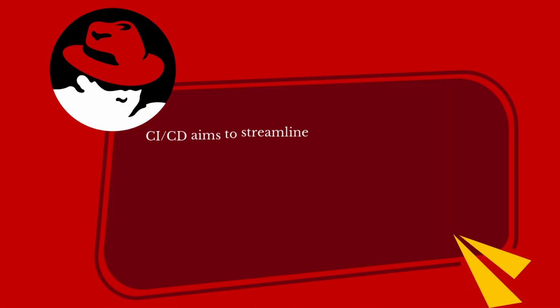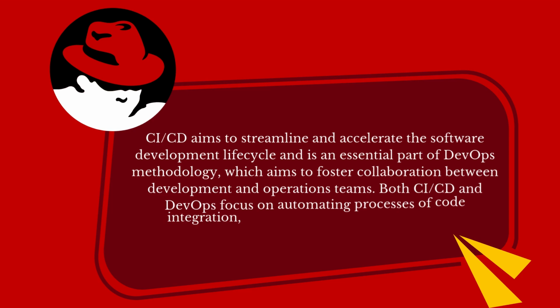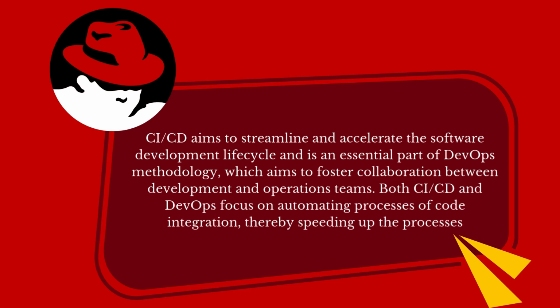As per Red Hat, CI/CD aims to streamline and accelerate the software development lifecycle and is an essential part of DevOps methodology, which aims to foster collaboration between the development and operations teams. Both CI/CD and DevOps focus on automating the process of code integration, thereby speeding up the process by which an idea like a new feature, a request, enhancement, or a bug fix goes from development to deployment in a production environment where it can provide value to end users.